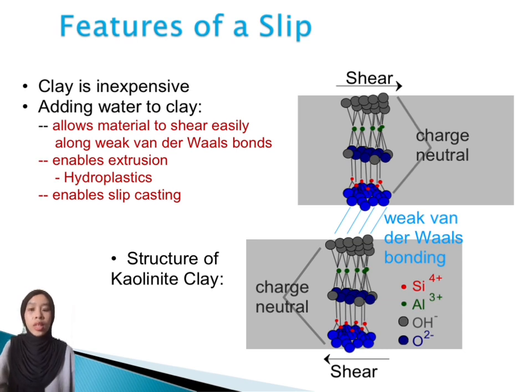Because the bonding between layers is weak, mainly due to weak van der Waals forces, the layers can easily slide over each other. This is why we call it shear. For structure, kaolin is a clay. It's made of layers that are charge neutral, with ions like Si4+, Al3+, H+ and O2-. These layers are held together by weak van der Waals forces, which makes slipping easier. So adding water improves the workability of clay by reducing bonding forces and allowing easy shaping.